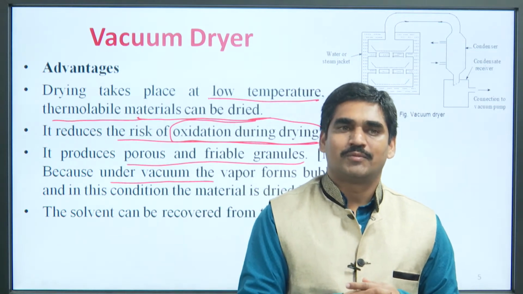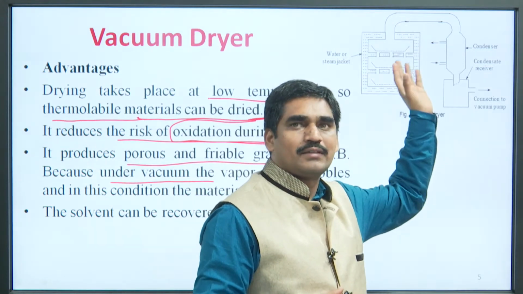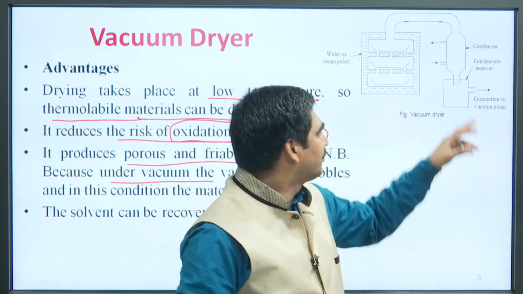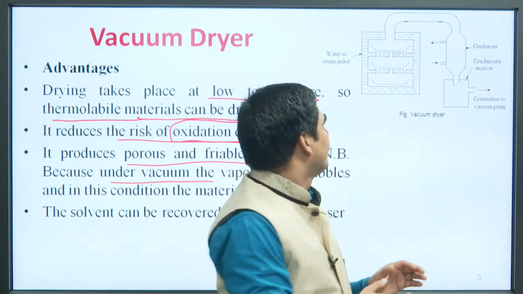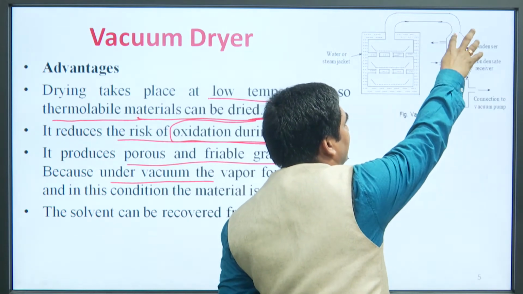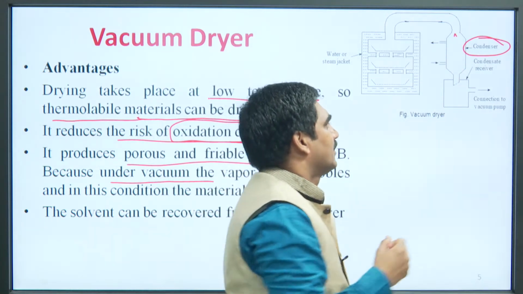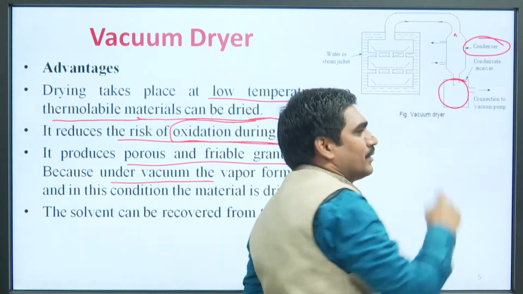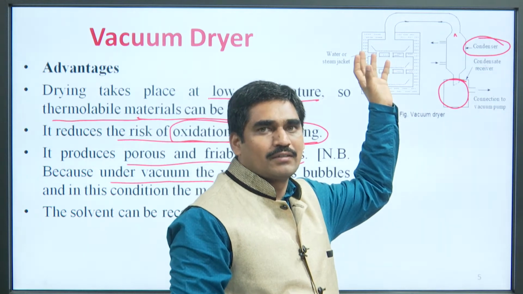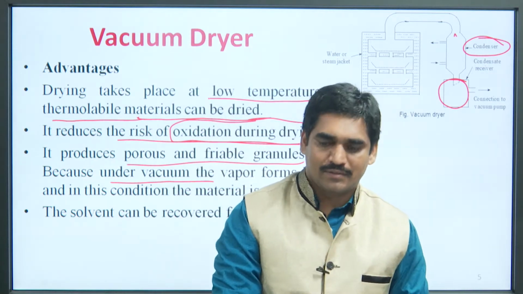One of the most important advantages is that the liquid or solvent which is evaporating in this vacuum dryer can be recovered from the condenser, because after drying this liquid passes through this tube and reaches the condenser. With the help of this condenser the liquid gets condensed and is collected into the receiver. So, the solvent which is used in the sample can also be recovered by using this vacuum dryer.